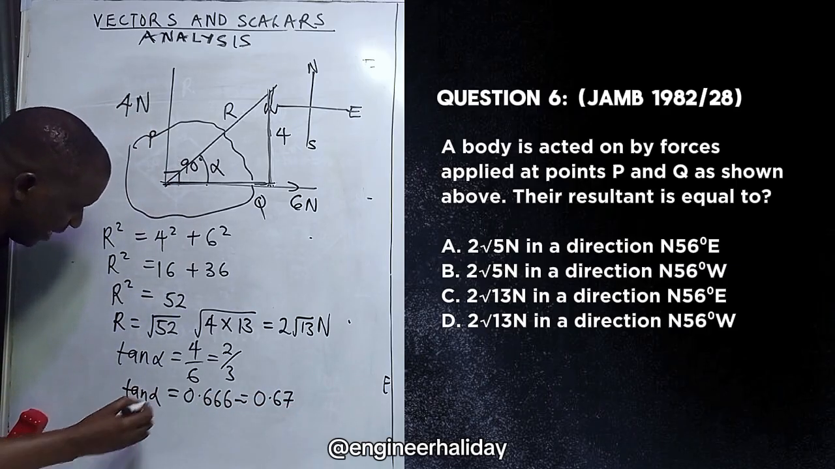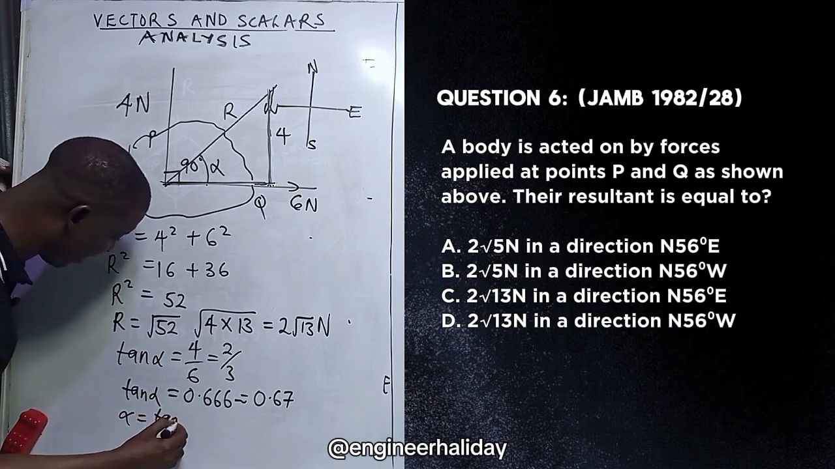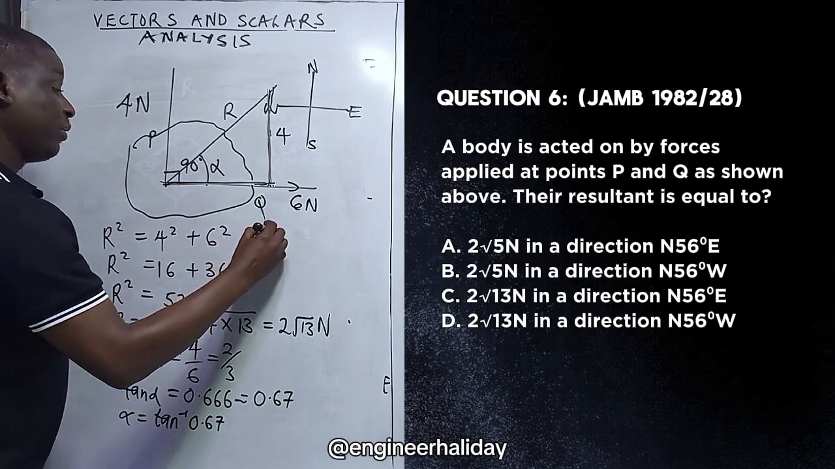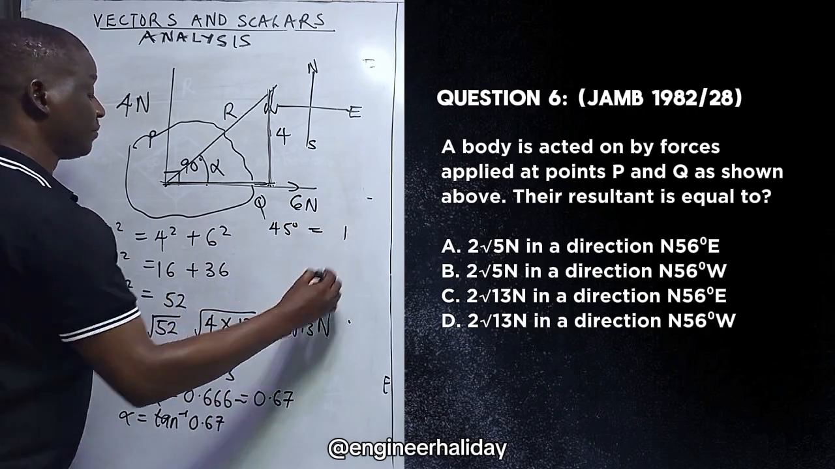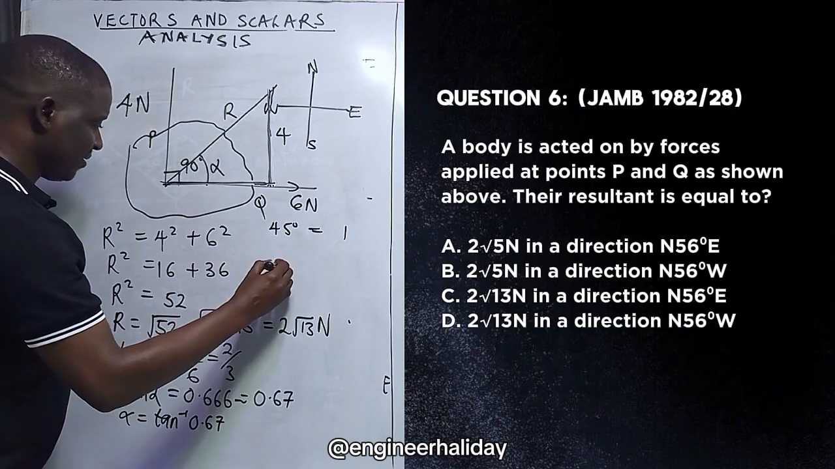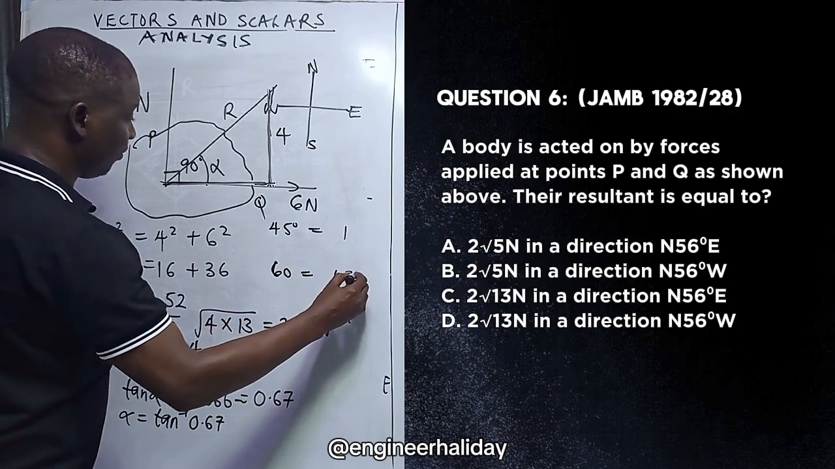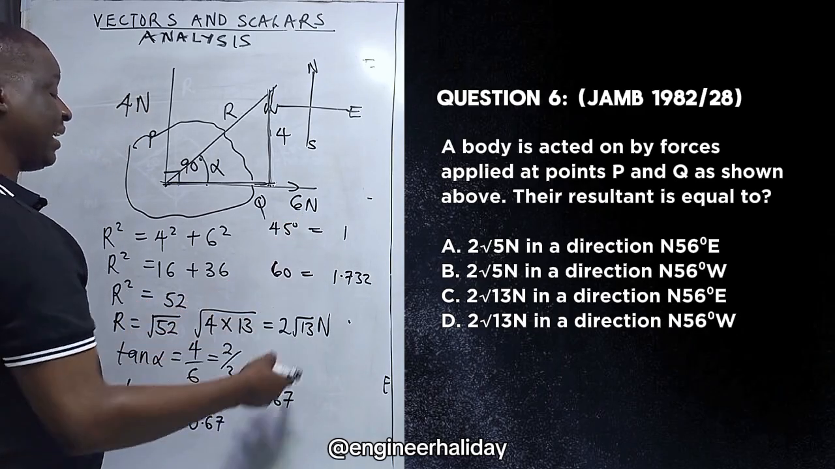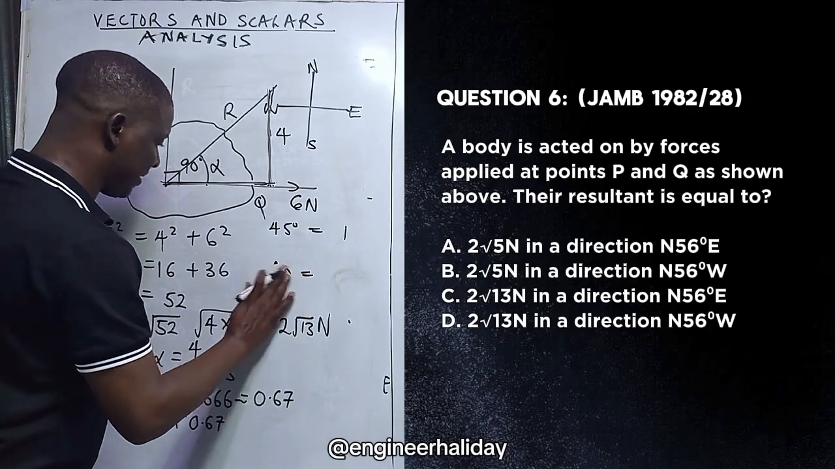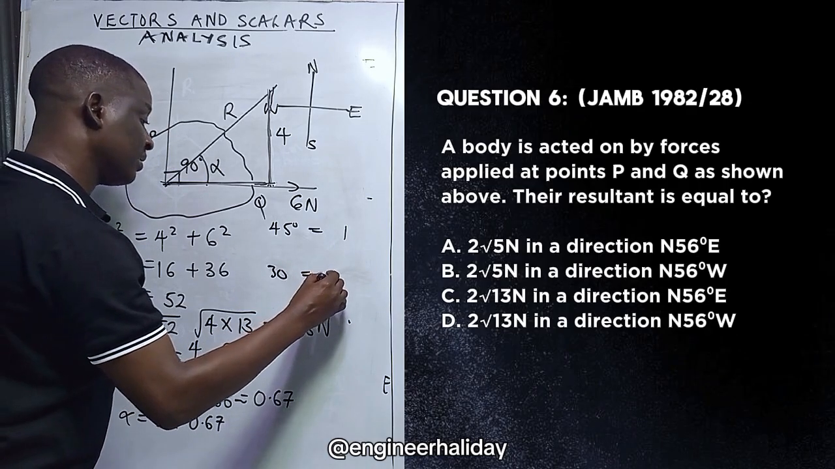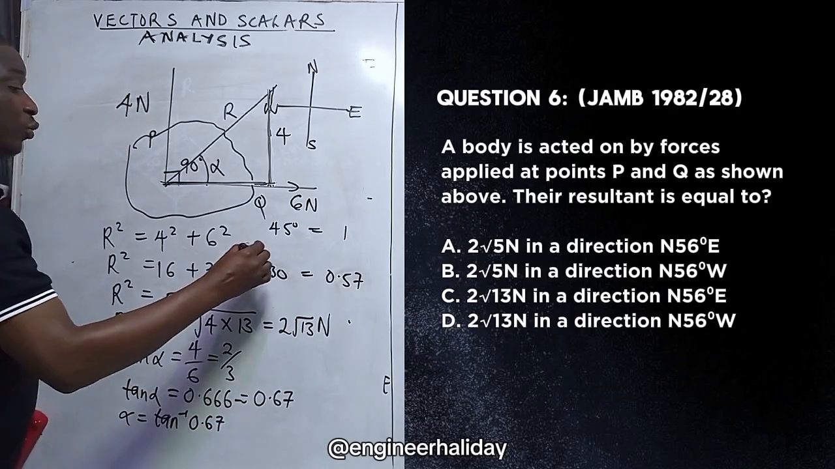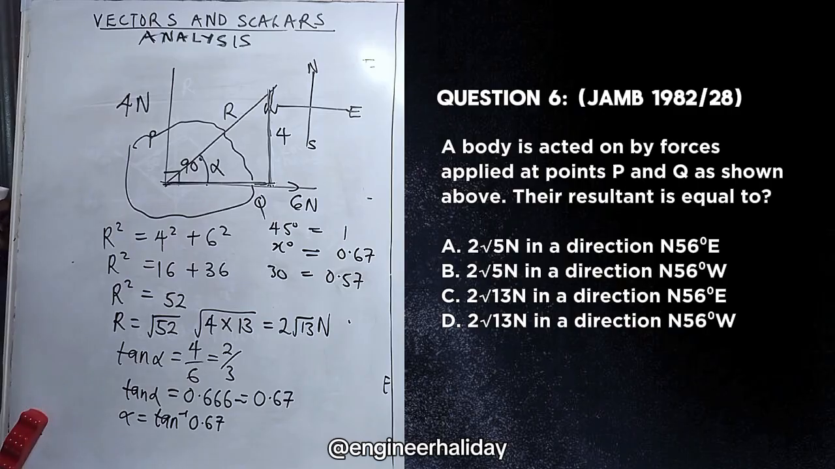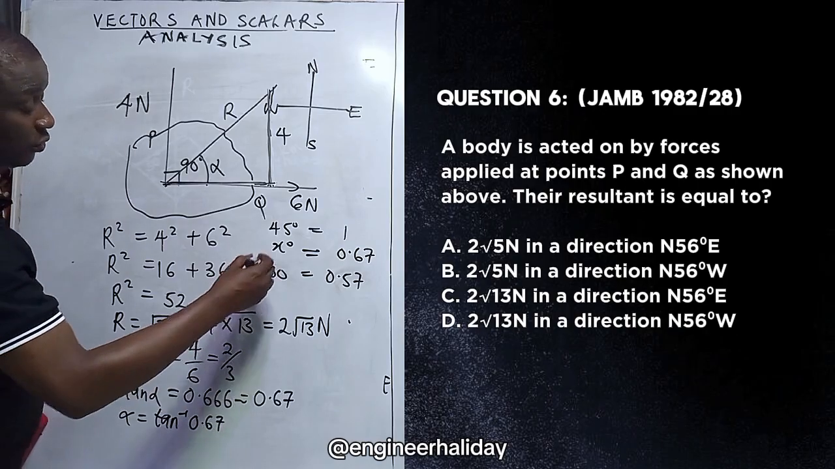Now tan alpha is 0.67. What is alpha? Tan inverse of 0.67. The only way to do a shortcut is that tan 45 is equal to 1, and tan 60 is equal to 1.7321, as the case may be. That means it's only going to fall between those. So let's say tan 30, which is 0.57. Now what will be the X degree that will give us 0.67? That is another way to do it. You just play with it, and by the time you do that, you're going to be having what?